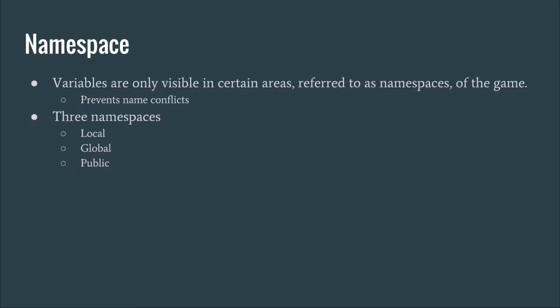Variables exist in what are known as namespaces, which means they're only visible in certain areas of the game. This is done so that you prevent naming conflicts across scripts when you're using different kinds of variables. The different namespaces include local, global, and public.